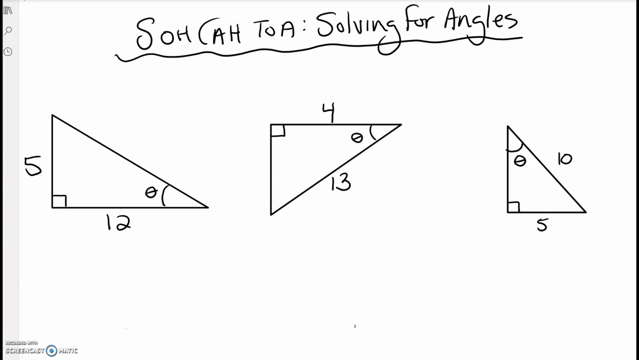In this video, we're going to use our trigonometric ratios, or in other words, SOHCAHTOA, in order to help us solve for the angles in some right-angled triangles. So as you can see here on our screen, we have 3 different right-angled triangles. Each of them were provided with 2 of the side lengths, and we're asked to find an angle. So the angle we're looking for is this one that's indicated with this symbol, the Greek letter theta.